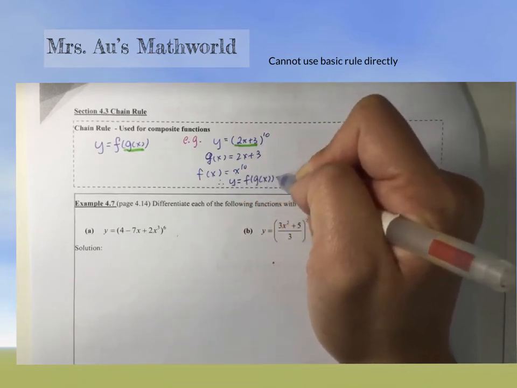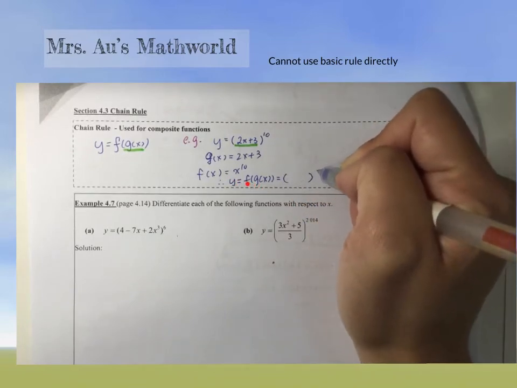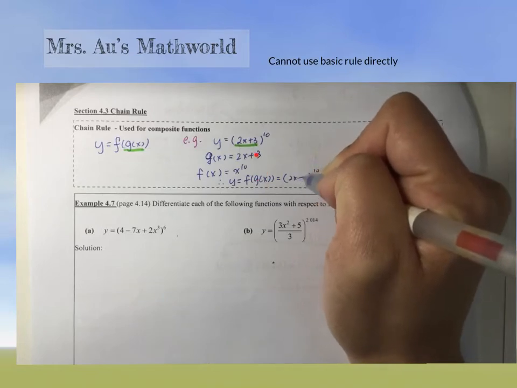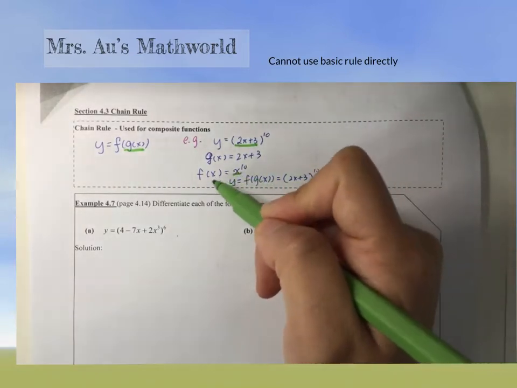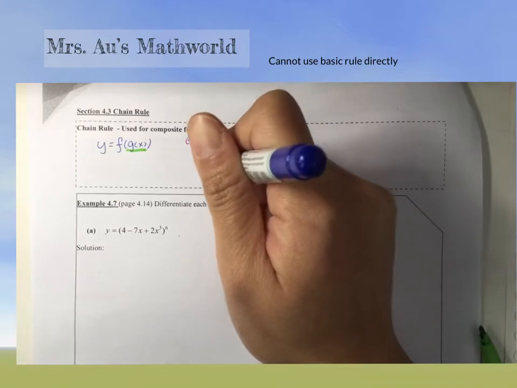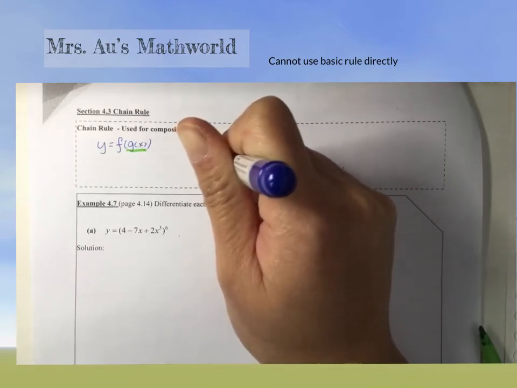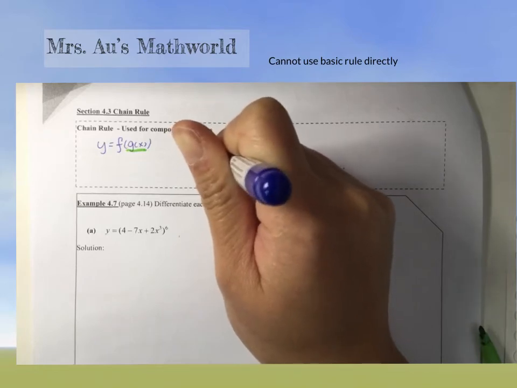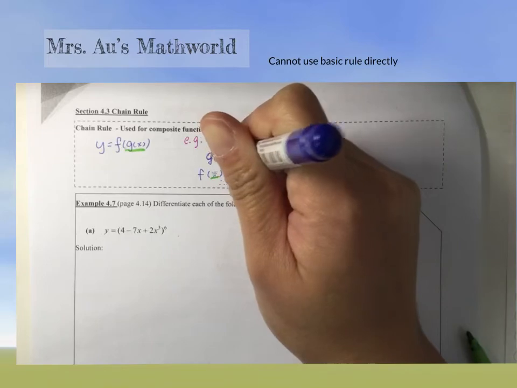In conclusion, we get the function to be f of g of x. So g of x is 2x plus 3 and then to the power 10. But it is very difficult to discuss x and x at the same time, as the variable is a dummy. Dummy means we can change it to be u instead.